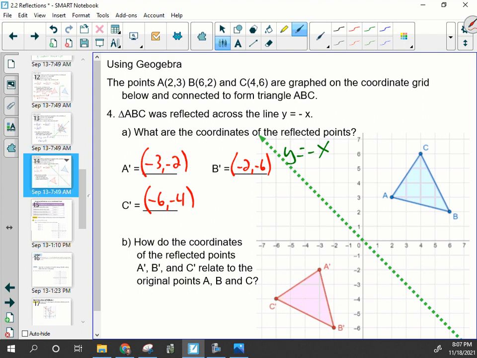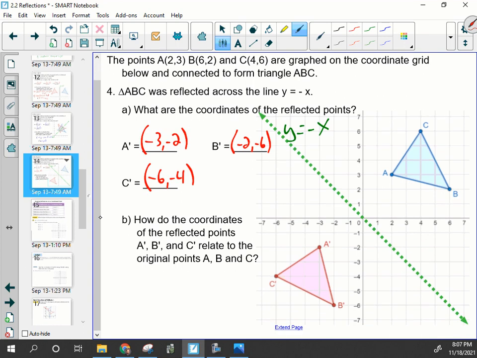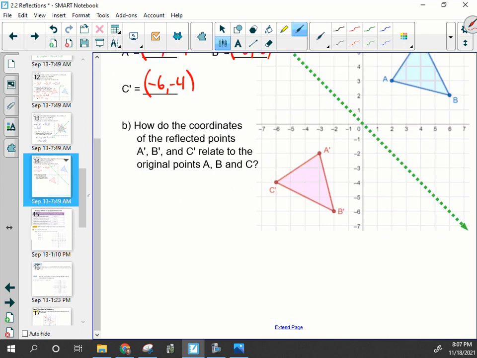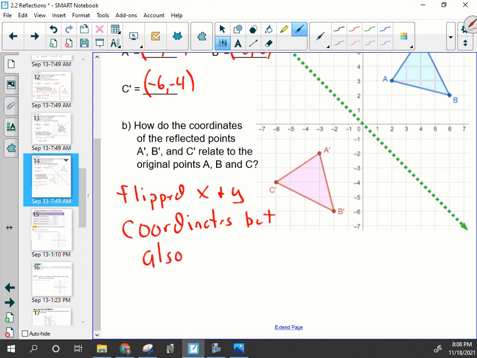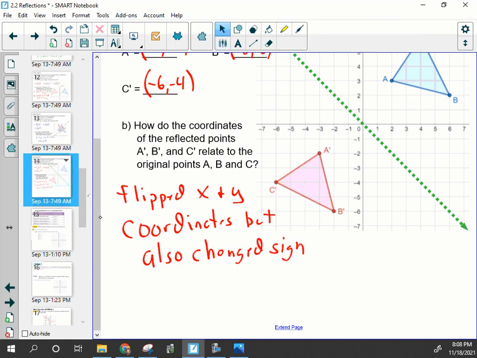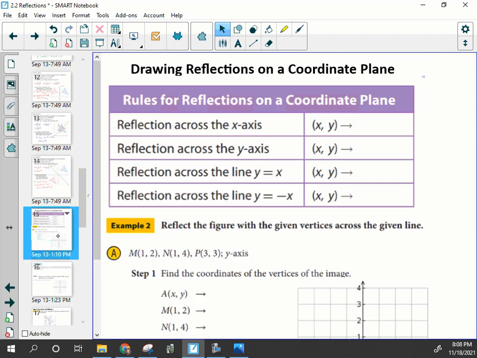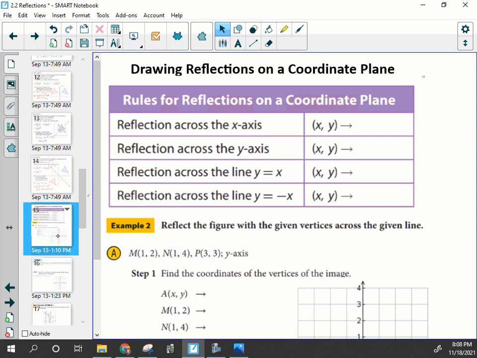Notice all I did is I flipped the x and y coordinates. The x became the y. And not only did I flip them, but I also changed the sign. Okay? So they were positive, they then became negative, which leads me to your next slide, the coordinate rules.